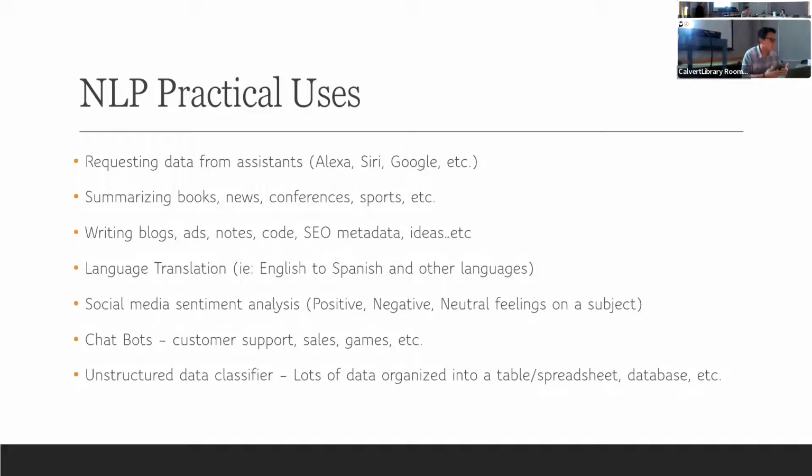So unstructured data classifying is a big thing in business. Even creating quality analysis or spreadsheets of information can be done in an automated fashion as well, depending on what it is.